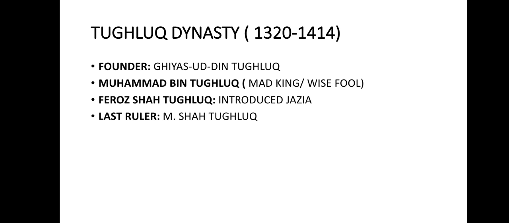Muhammad bin Tughlaq was a very wise man, but whenever he took a decision, it seemed wise but it resulted in failure. So because of these decisions, he was called the Mad King and Wise Fool. So Muhammad bin Tughlaq did his part, and the next ruler of the Tughlaq dynasty was Firoz Shah.